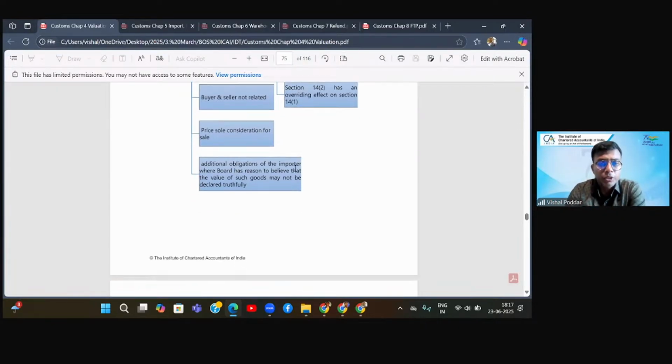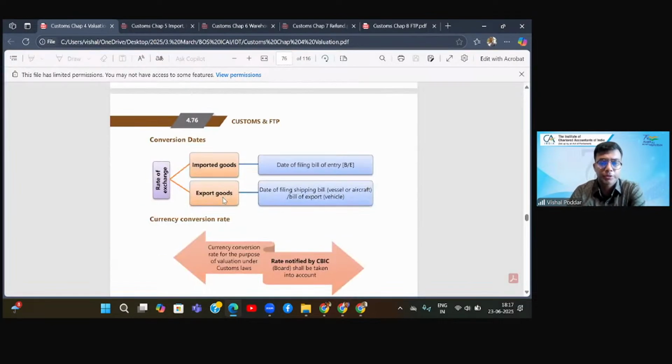Next, additional obligation of the importer where the board has reasons to believe that the value of such goods may not be declared truthfully. Now, wherever the board, that is the CBIC, on the basis of past experience, believes that there is a possibility that the importer may be hiding some important information and may not be truthfully disclosing all the facts of the case, in that particular case, the board may provide for additional obligations, which we are going to see.